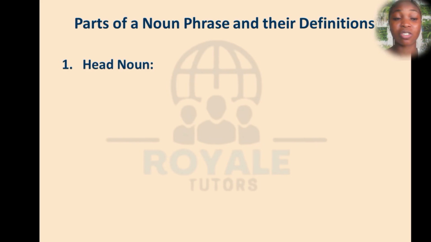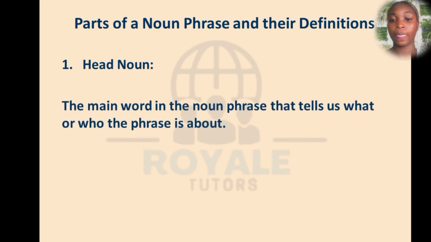The head noun, that's just to say the noun. So before you can have a noun phrase, you must have a noun in it. Now let's look at the definition of a head noun. The head noun is the main word in the noun phrase that tells us what or who the phrase is about. This is the main word, and it has to be a noun because it is a noun phrase. The tall boy, you remember the example, the tall boy. The main word is boy. So we can say that boy is also the head noun. So that is exactly what it means.